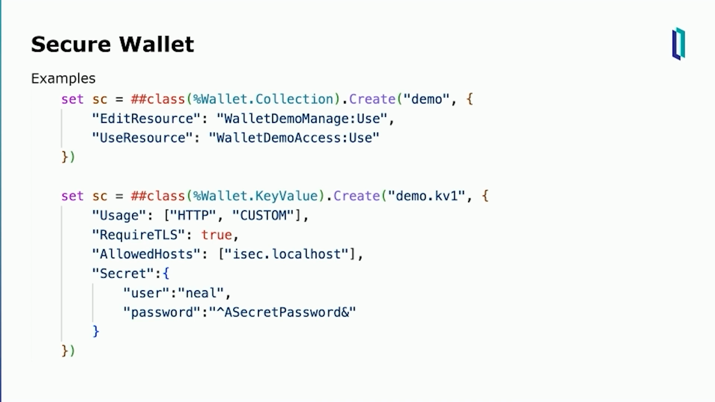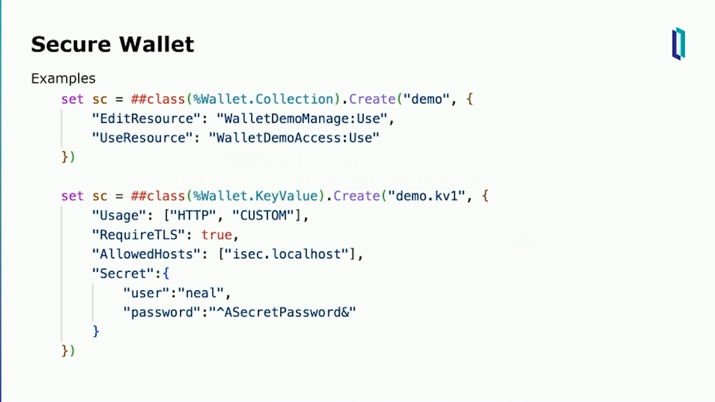HTTP means I'm going to use this with a %net HTTP request object to do, say, a REST call to some other third-party system. Custom means, as in the case I mentioned earlier, where I'm going to have code that needs to look at that secret, so you'll need to be able to expose it to me. If you don't specify custom, there isn't a way for your code to call and retrieve the sensitive information from the secret.